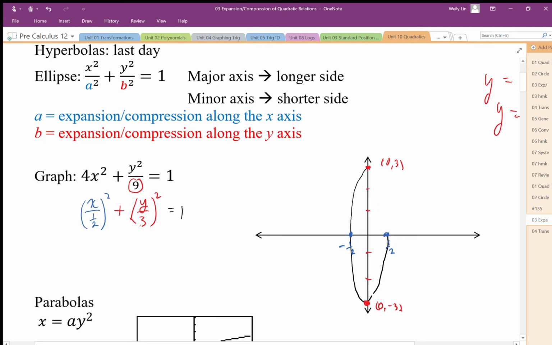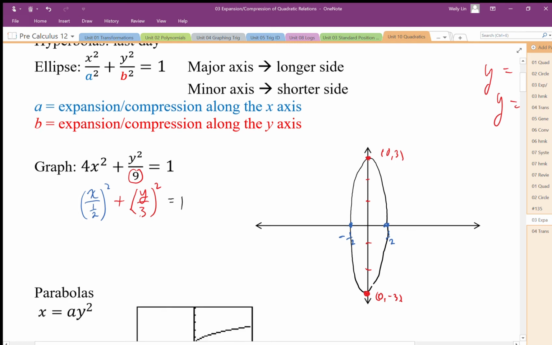The nice thing now is that we can actually graph these on Desmos and check these values. So this is what it looks like. This is 4x squared plus y squared over 9 is equal to 1. The graph is going to look like this. It's going to have a vertical major axis. The vertical radius is going to be 1, 2, 3 based on that 3 here. And my horizontal is my minor axis. My horizontal radius is going to be 1/2 based on that 1/2 here.